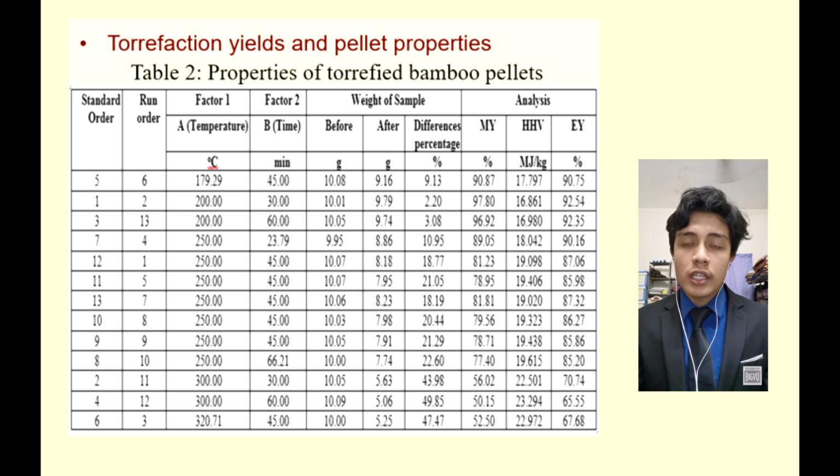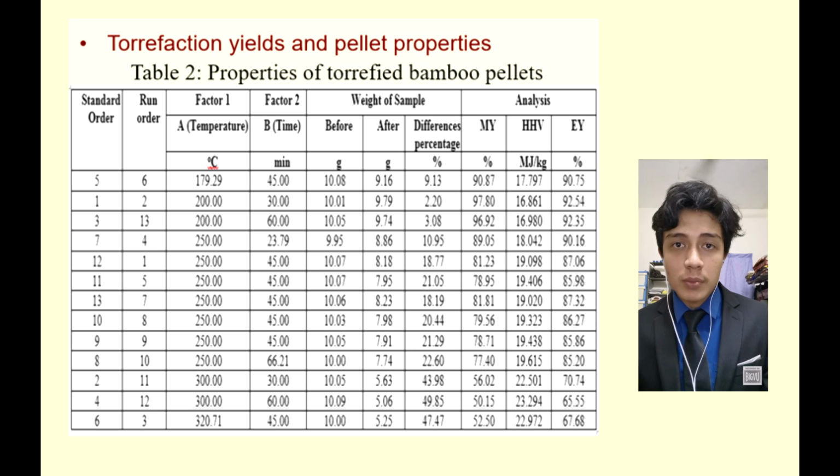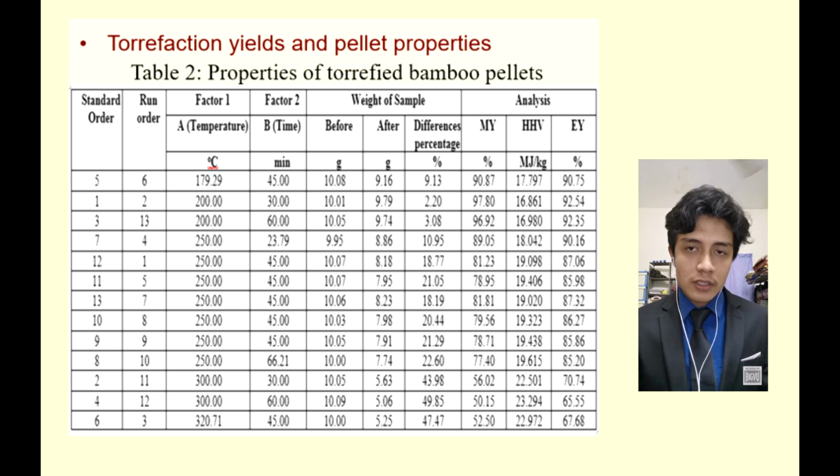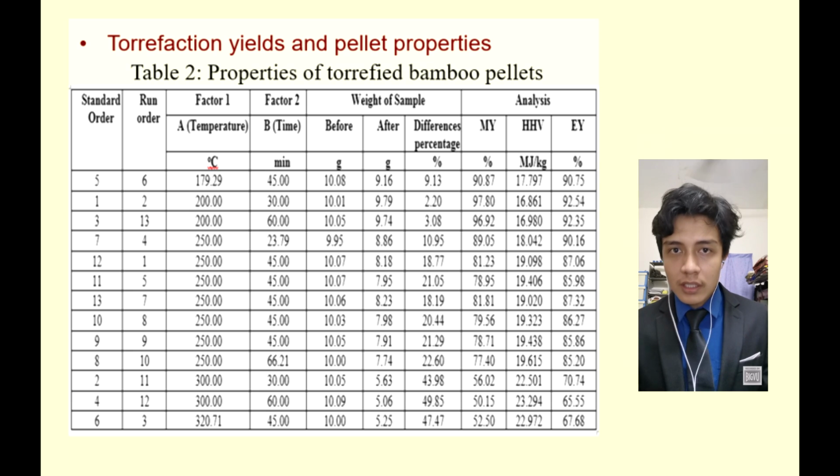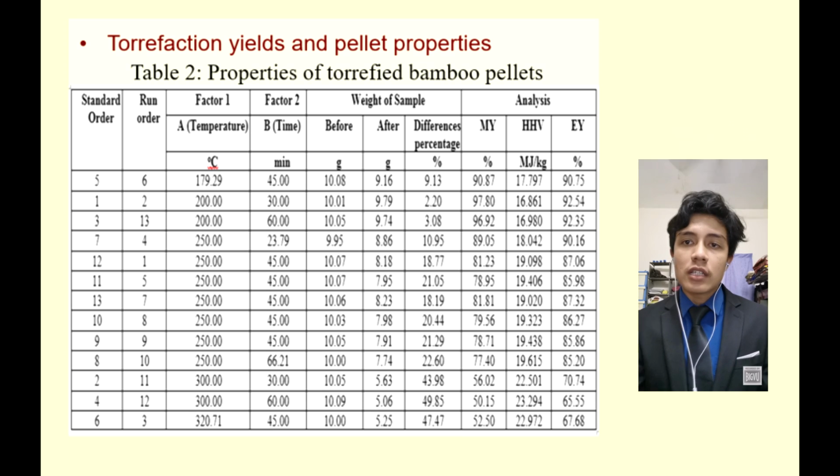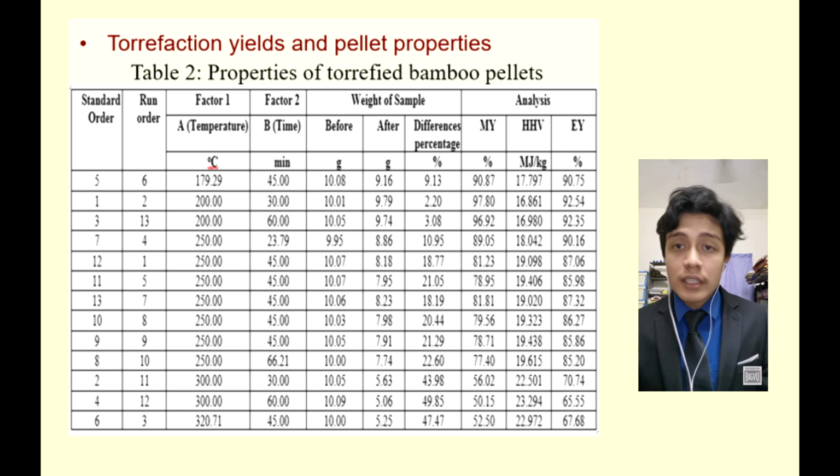While the HHV for the torrefied bamboo pellets shows an increasing trend when the temperature increases. This is because the large amount of lignin in the torrefied biomass results in higher HHV. The mass loss and the HHV value of the torrefied bamboo pellets are highly dependent on the torrefaction temperature.